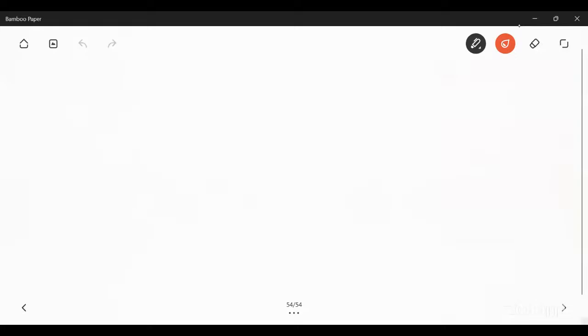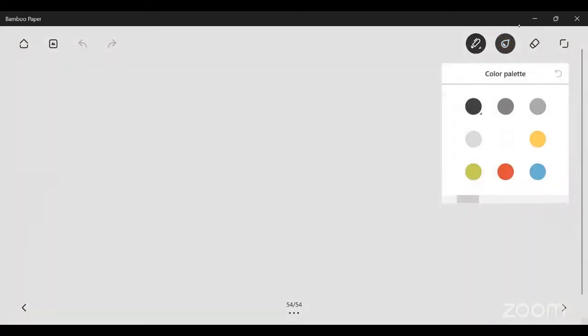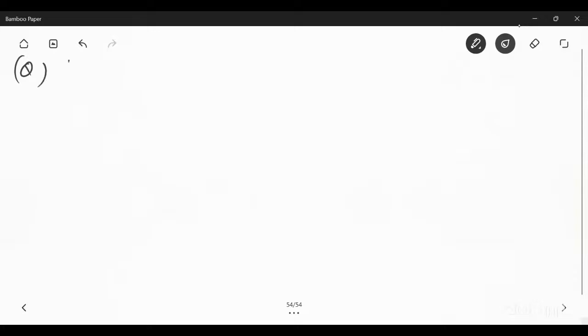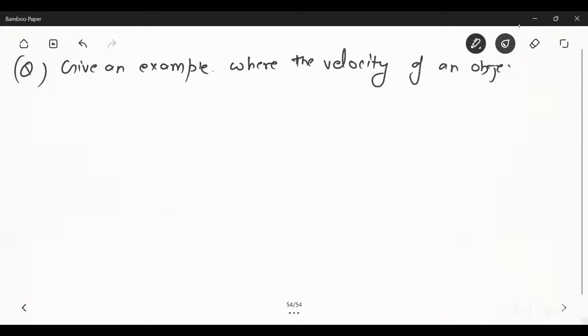Now the next very short answer type question is: give an example where the velocity of an object is zero but acceleration is not zero.